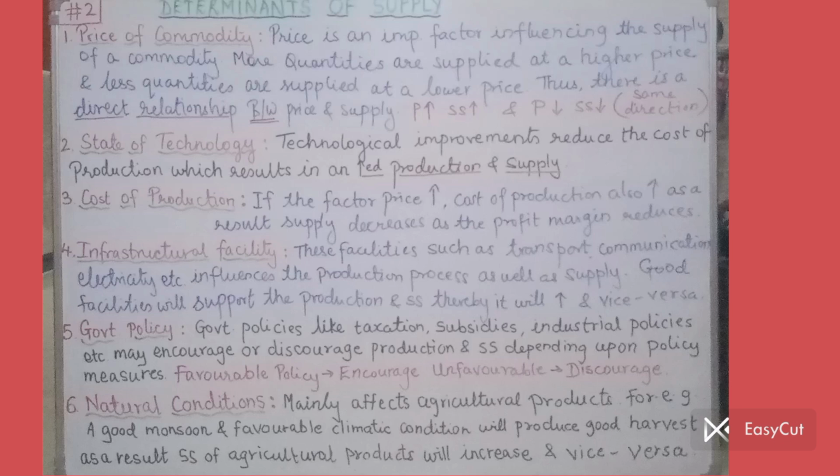Moving on to point number 4, infrastructural facilities. See, what are these infrastructural facilities? Infrastructure means basic facilities like water facilities, electricity facilities, transportation facilities, communication facilities. If these infrastructural facilities are good enough nearby the industry area, connecting the production plant, then it will support the production and supply will thereby increase.